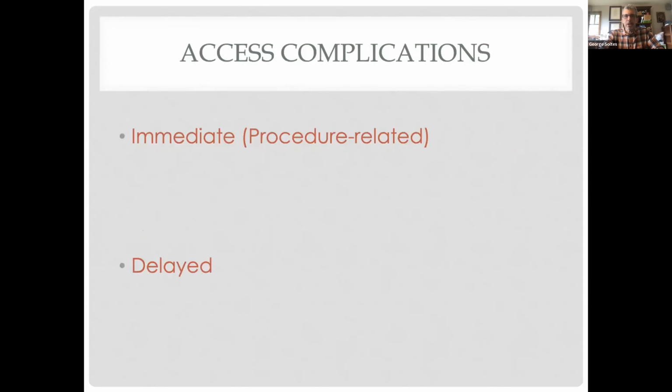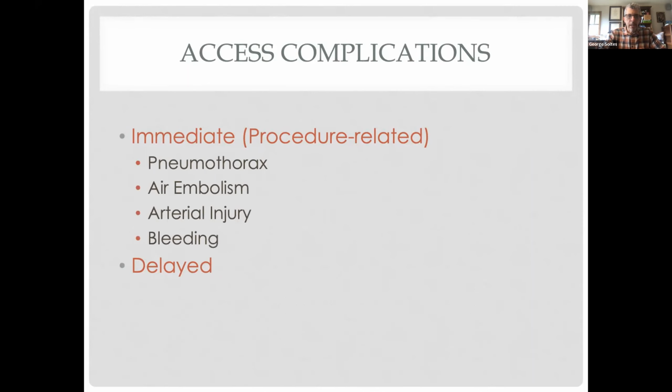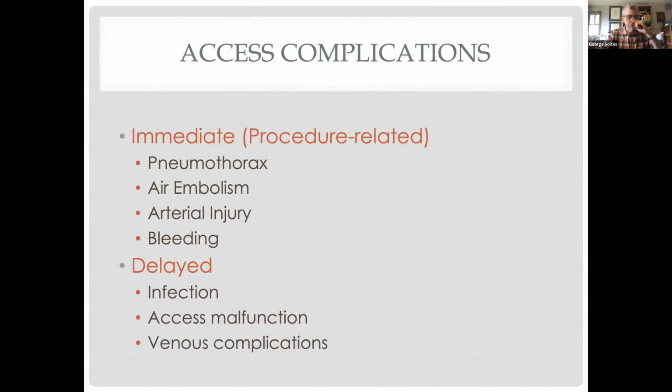So I'm going to go really fast through access complications and try not to be repetitive in the next 15 minutes. So in general, big picture, these complications are either procedure related or delayed. For these types of procedures, immediate things, many of them are poking things you shouldn't: pneumothorax, air embolism, letting air get sucked into your device, hurting other things like arteries, bleeding. And delayed, usually infection, access malfunction, and some of the venous complications we've alluded to.